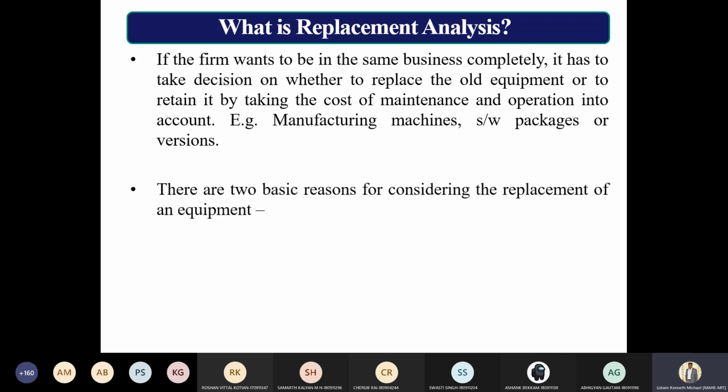So there are two basic reasons for replacement of the equipment. One is due to the physical impairment of the various parts, that is due to the wear and tear of the equipment. Yes, it can happen. Wear and tear can lead to damage of the machine. Spare parts may not be available. It's very difficult.